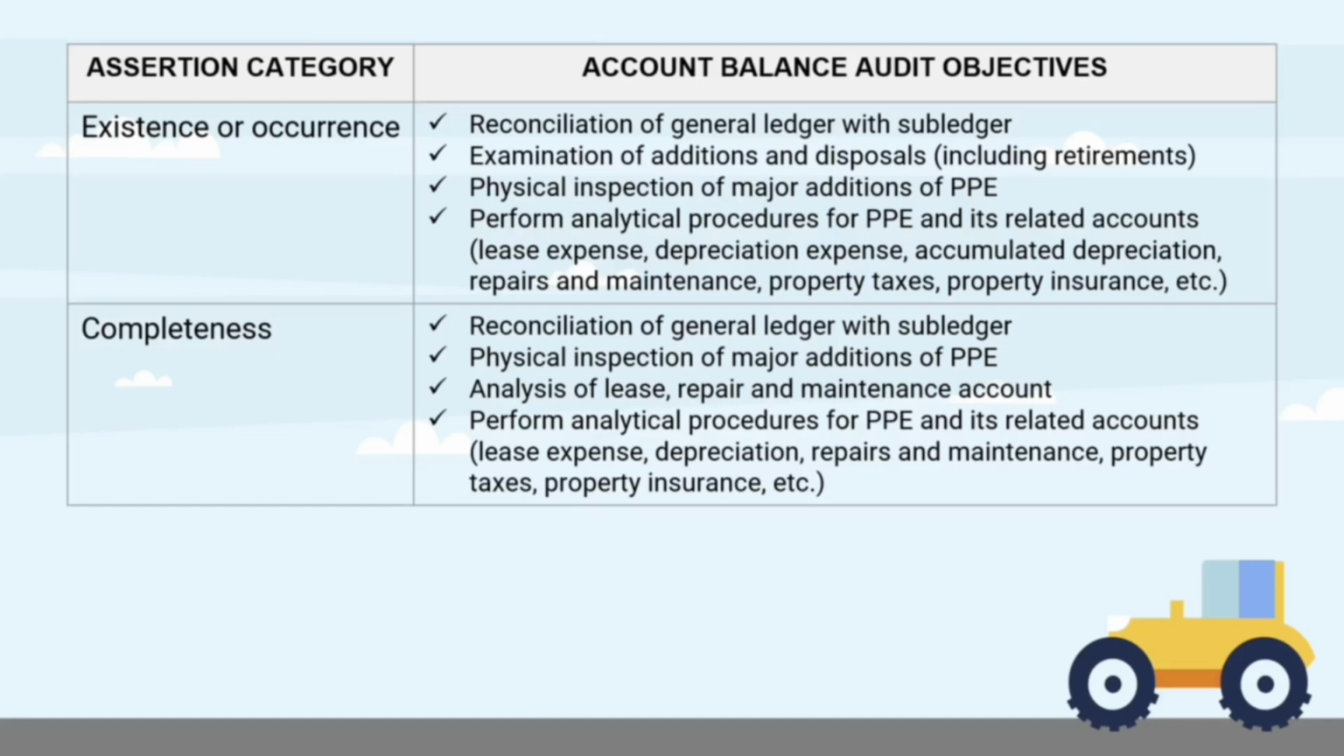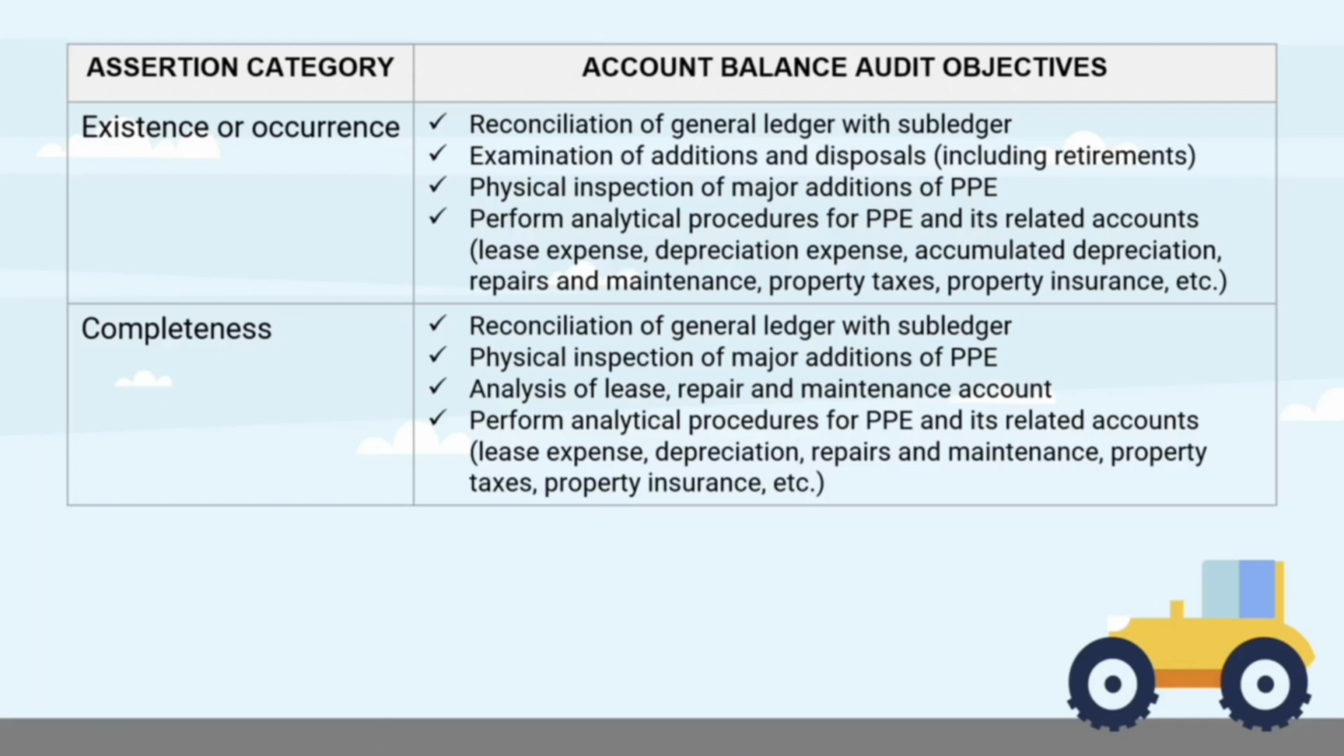The first assertion that we have is existence or occurrence. The primary audit procedure for existence or occurrence is the reconciliation of general ledger with sub-ledger. Then, examination of additions and disposals, which includes retirements. Then, physical inspection of major additions of property, plant, and equipment, and perform analytical procedures for property, plant, and equipment and its related accounts. This may include lease expense, depreciation expense, accumulated depreciation, repairs and maintenance, property taxes, property insurance, and etc.